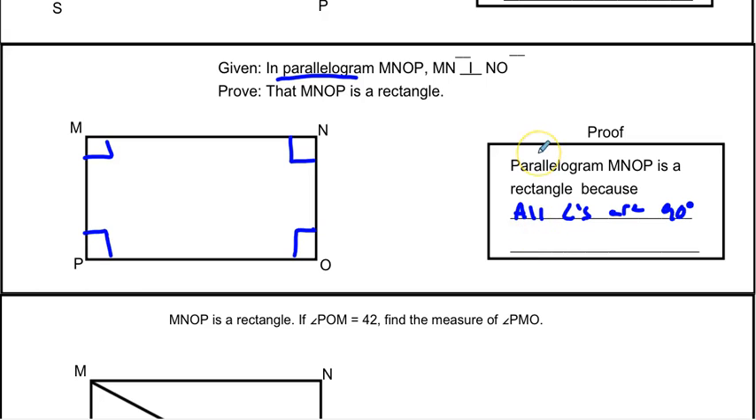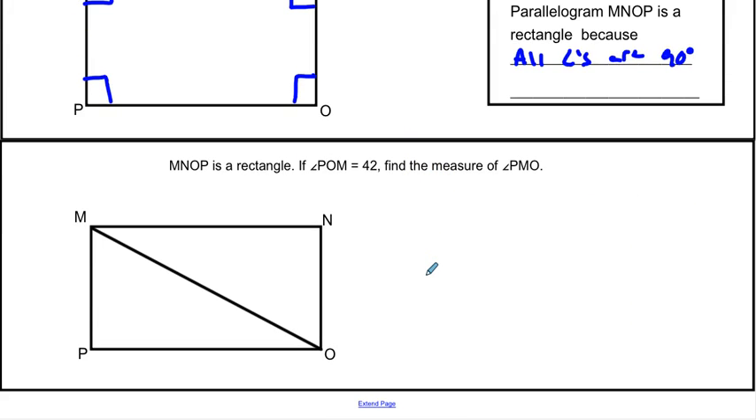So parallelogram MNOP is a rectangle because all angles are 90 degrees. Another way to say that, they're all congruent. All right, we're getting it. We're looking good. Let's try this problem right here. MNOP is a rectangle. It's given that it's a rectangle, so I know it has all the properties of a rectangle. If angle POM, this angle right here, is 42 degrees, find the angle PMO. We're looking for this one right here. I'll put a little X there because we don't know it.